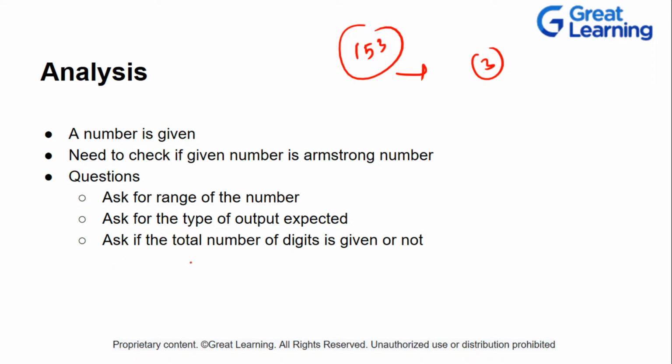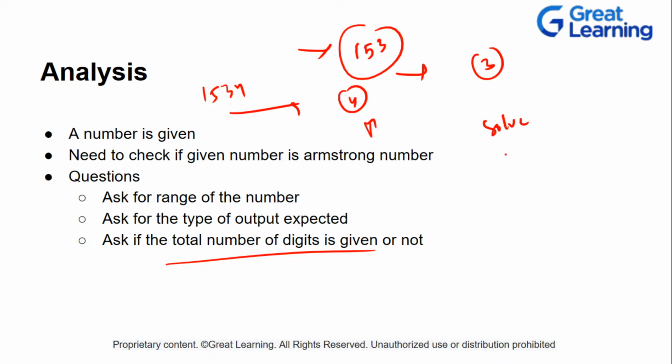Now, if the total number of digits of any number is given to you, let's suppose you have a number 1534 and it is given to you that the number of digits is 4, does it solve your problem? Or I can say, does it solve 30 to 40% of your problem? Yes or no? Quickly, if it is given to you.